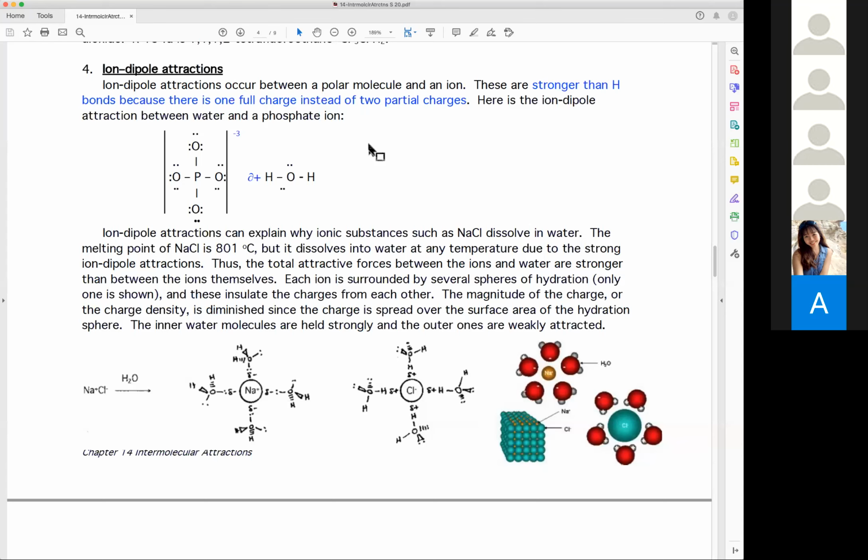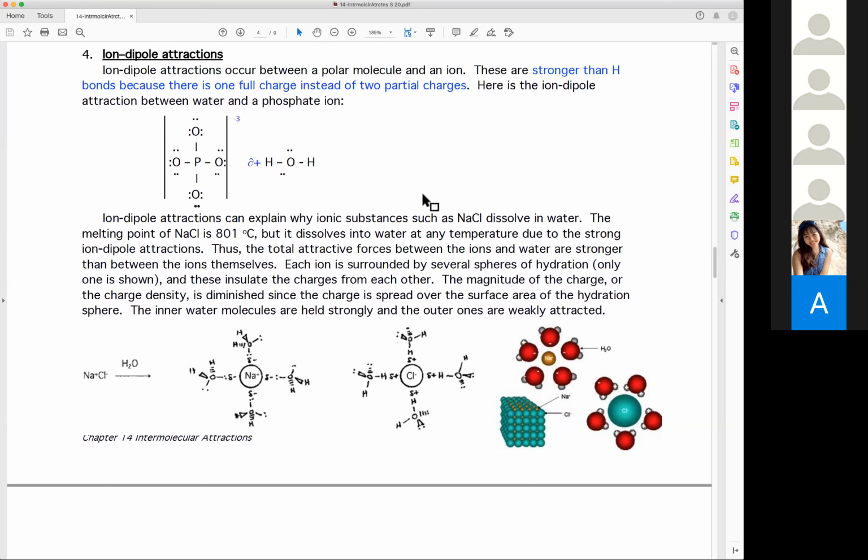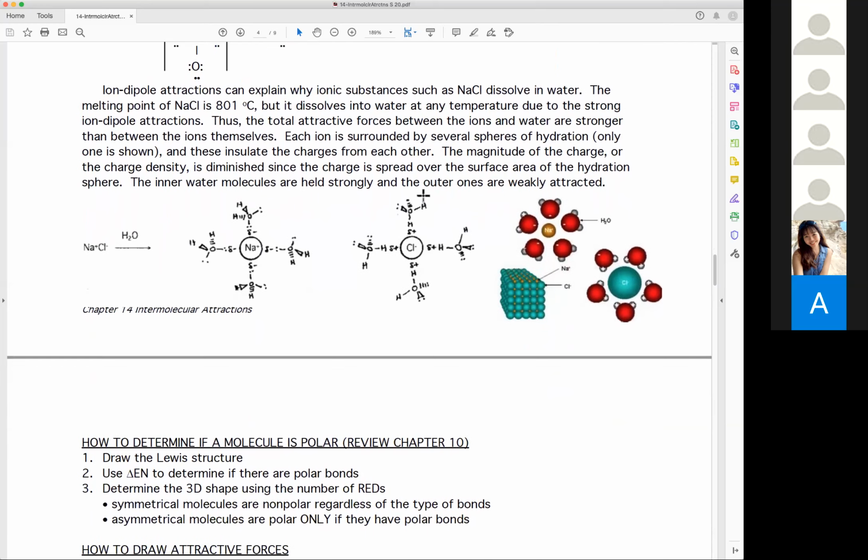Okay, what about the last one, which is the strongest? Ion dipole attractions. So this occurs between a polar molecule, which is the dipole, and an ion. These are stronger than hydrogen bonds because this is a full charge being attracted to a partial charge. And hydrogen bonding is just partial charges. And dipolar attractions is partial charges. And London's attractions is no charges. So these are strong. And we can use this to explain a lot of different things.